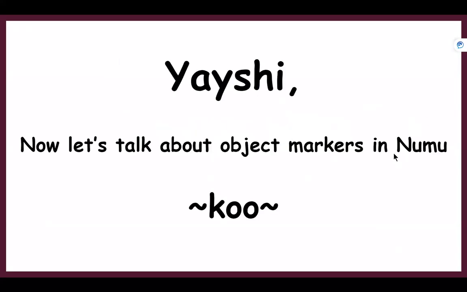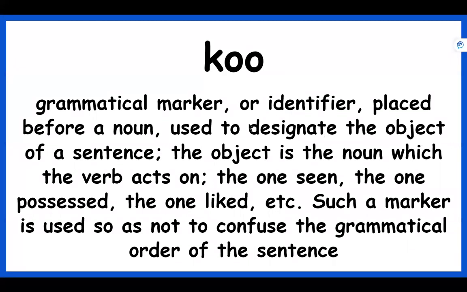Now let's talk about object markers in Nima. So su is a subject marker. Now we're talking about an object marker, which is ku. It's a grammatical marker or identifier placed before a noun used to designate the object of a sentence. The object is the noun which the verb acts on, the one that is seen, the one that is had, the one that is liked, etc. Such a marker is used so as not to confuse the grammatical order of the sentence. So it's there for a reason.